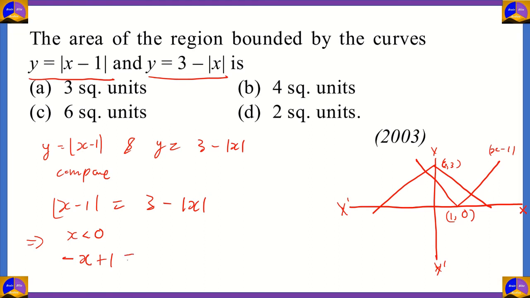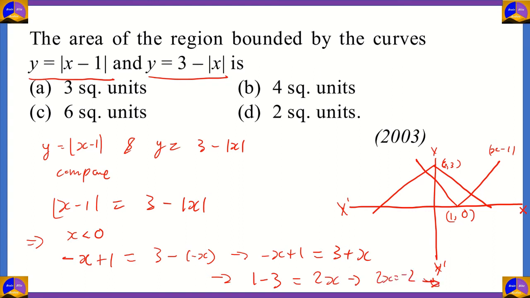So minus x plus 1 is equal to 3 minus, the modulus value becomes negative, so minus x. Therefore you have minus x plus 1 equals 3 plus x. So therefore you have 1 minus 3 equal to 2x. That means 2x equals minus 2, so x is equal to minus 1. So at x equals minus 1, you will have the value of y.